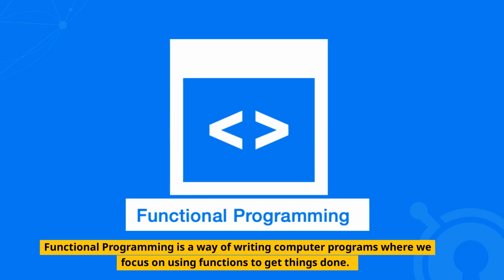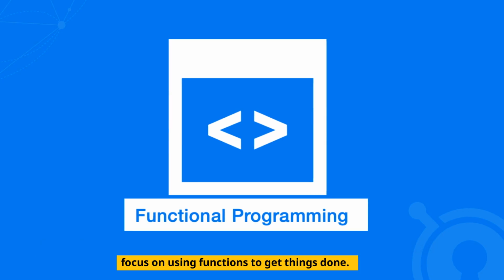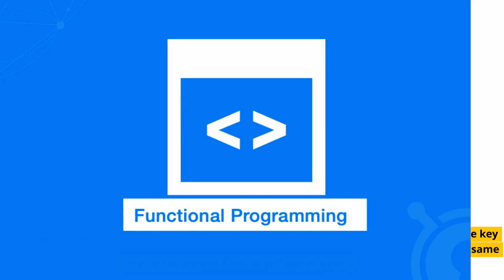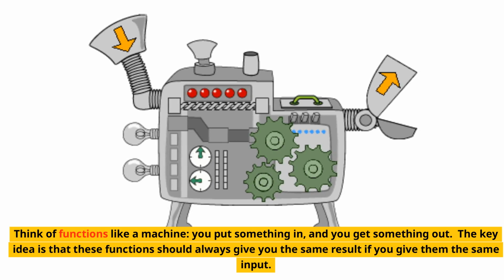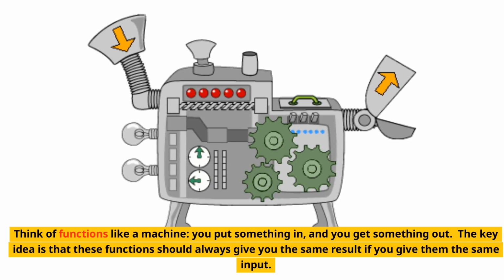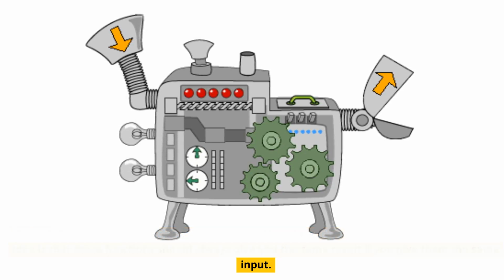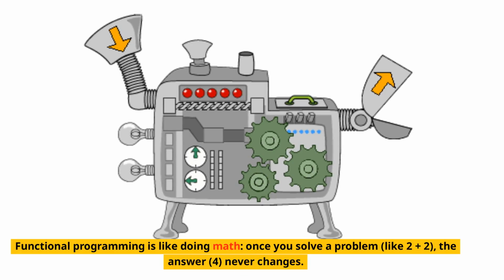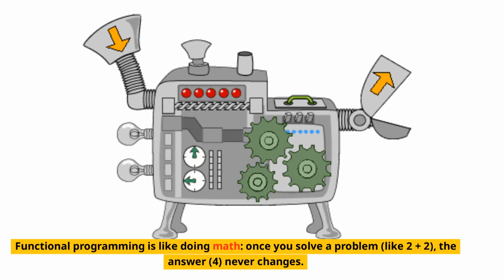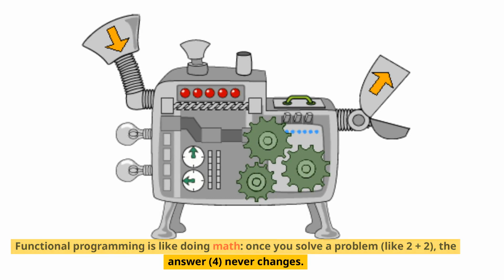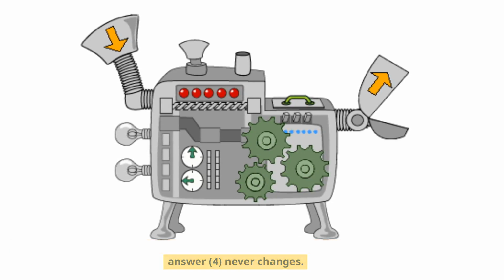Functional programming is a way of writing computer programs where we focus on using functions to get things done. Think of functions like a machine. You put something in and you get something out. The key idea is that these functions should always give you the same result if you give them the same input. Functional programming is like doing math. Once you solve a problem like 2 plus 2, the answer 4 never changes.